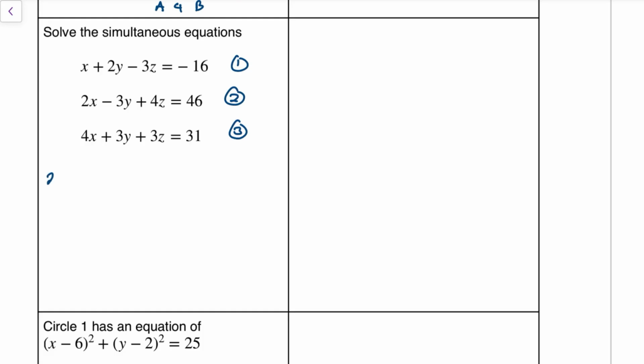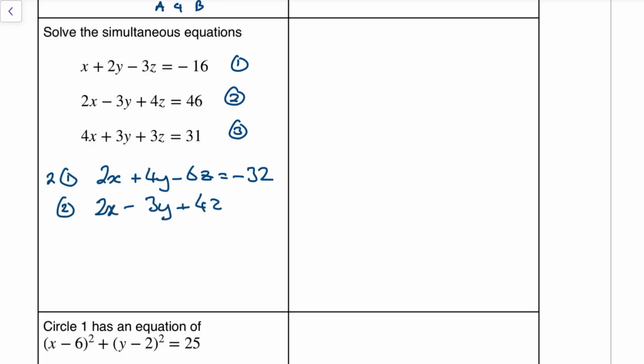I'm going to do 2 times equation 1. So that's going to give me 2x plus 4y minus 6z is equal to minus 32. Now you have to get these right because it's very easy to lose marks for silly mistakes. Then I'm just going to write equation 2 underneath, which is going to be 2x minus 3y plus 4z is equal to 46. And then I'm going to take these away. So bottom minus top. So minus 3 minus 4 is going to be minus 7y. And 4 minus minus 6 is going to be 10z. 46 minus minus 32 is 78.